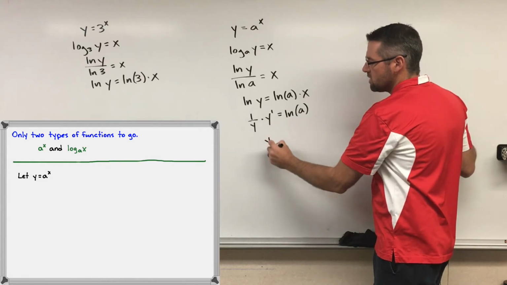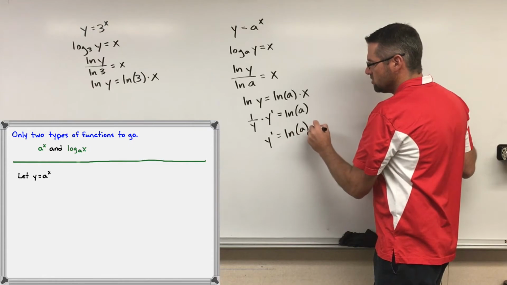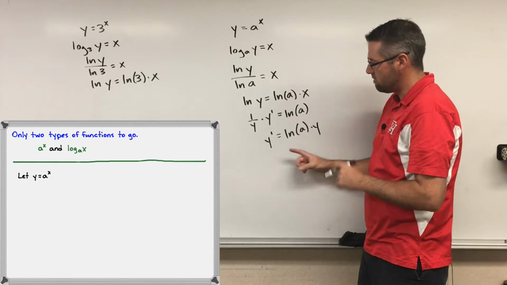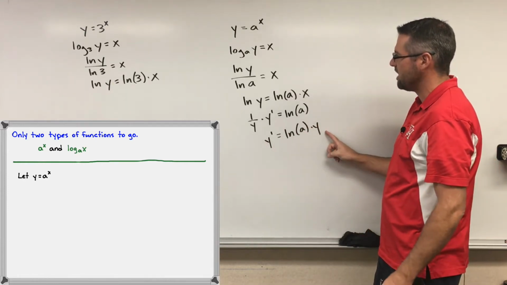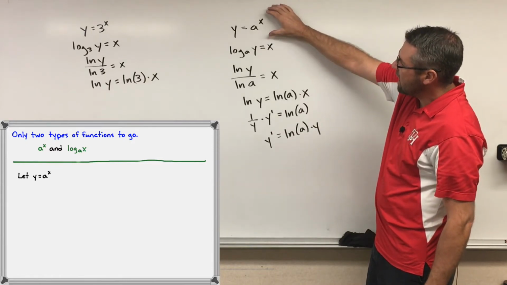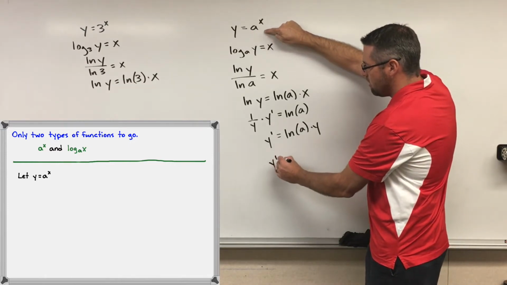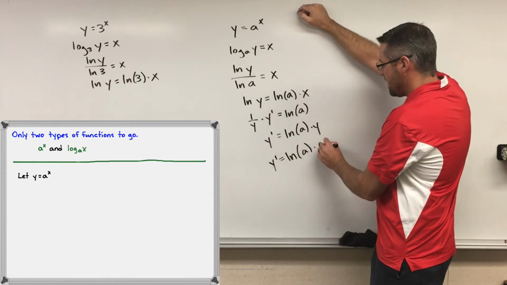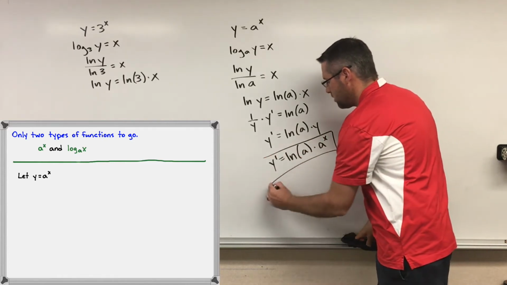So I'm going to multiply both sides by y, so I end up with y prime equals natural log of a times y. And this is where we might get a little tricky because this is the derivative, but we want it in respect to x, not in respect to y. So that's where we go back up to what was given up here, and we can replace the y value with a to the x. So we can say y prime is equal to the natural log of a times a to the x, because y is a to the x. And there we have our derivative.